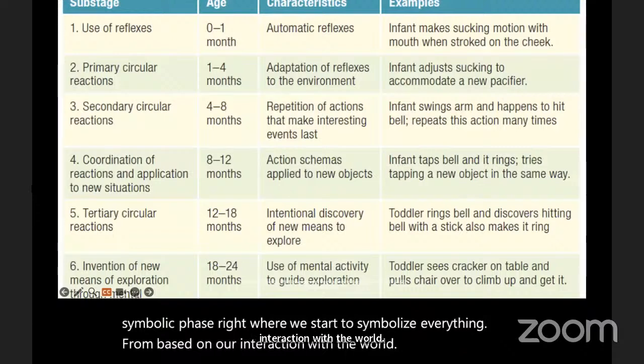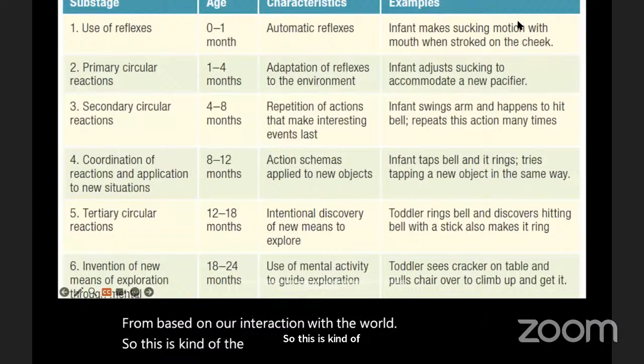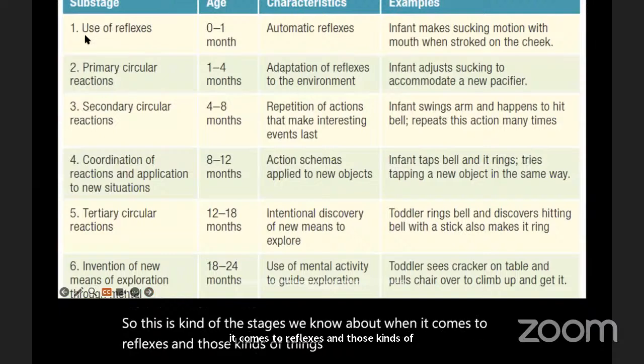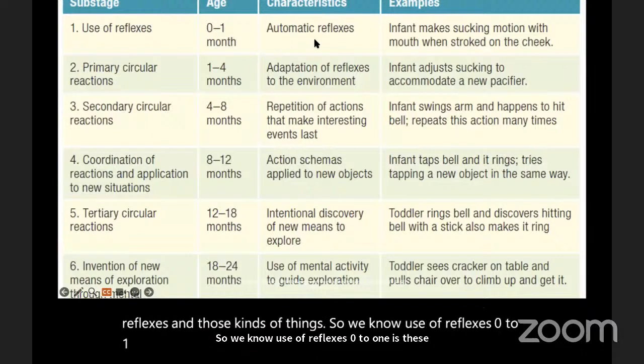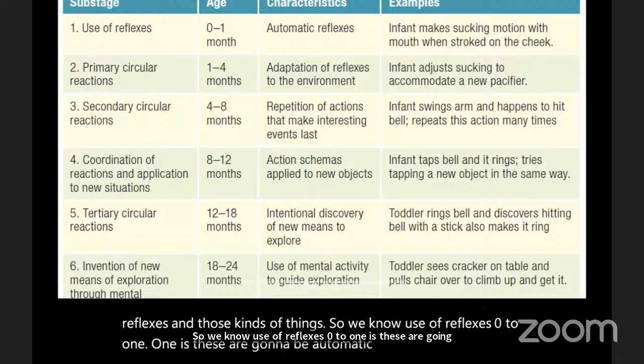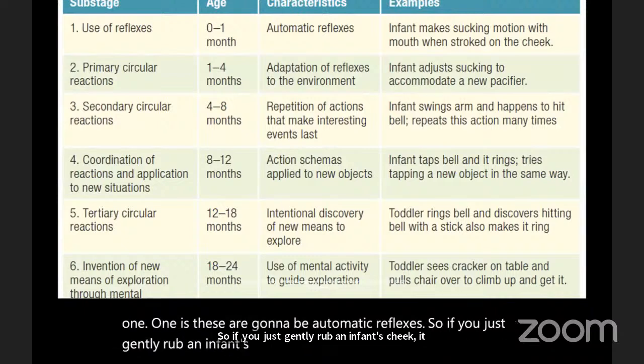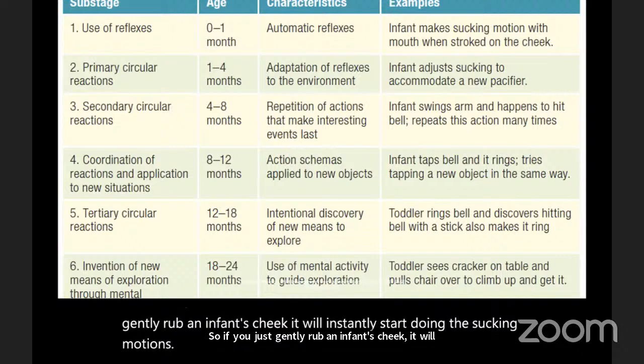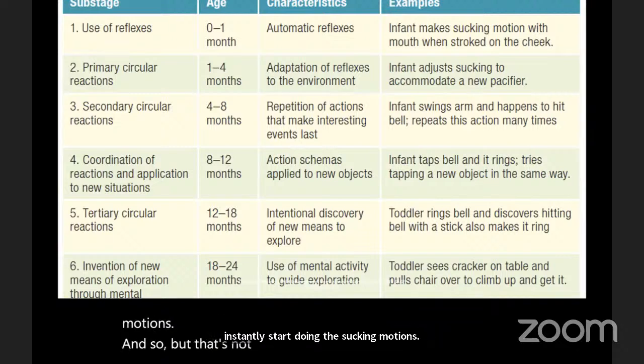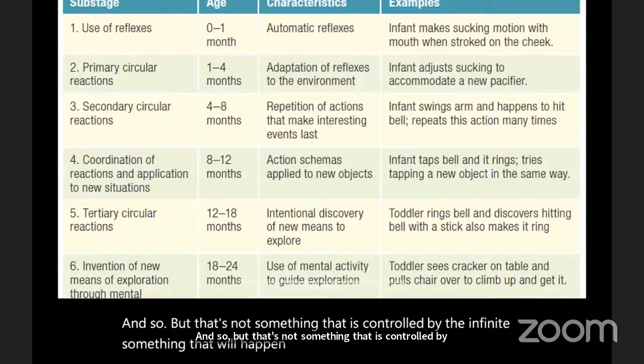So these are the stages we know about when it comes to reflexes and those kinds of things. Use of reflexes, 0 to 1 months, these are going to be automatic reflexes. If you gently rub an infant's cheek, it will instantly start doing the sucking motions. But that's not something that is controlled by the infant. It's something that will happen automatically.